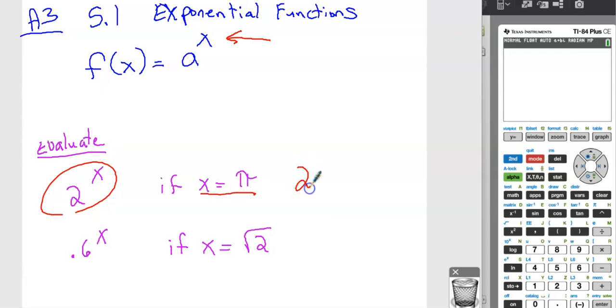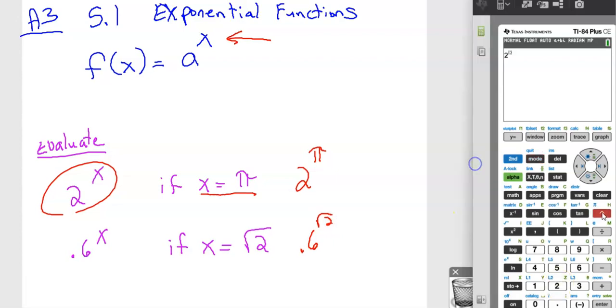So basically 2 to the pi power. Well, the same thing here, 0.6 to the x power, but x equals square root of 2. So 0.6 to the square root of 2. And that's just a matter of plugging those functions in. So 2 raised to the pi power.